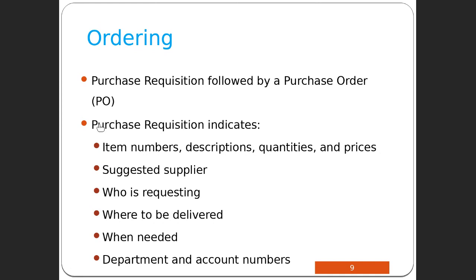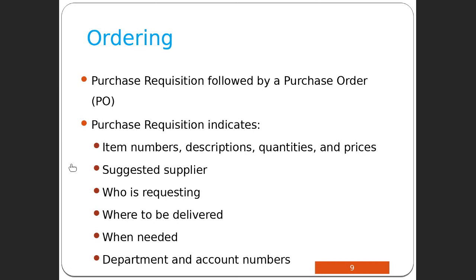The purchase requisition includes the following. Let's say I notice a shortage, or I need a computer, and I need to order a computer. I would send a purchase request. The word requisition comes from request. I would send a purchase request to the purchasing department, and it would include the item numbers that I want to buy, that I want to order, the descriptions of those items, the quantities, and the prices.